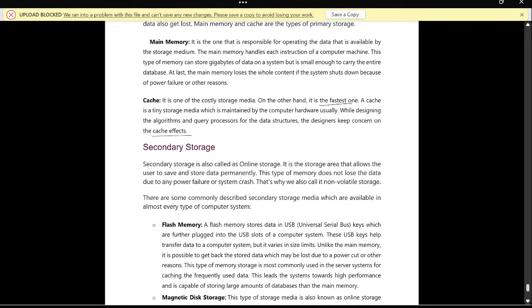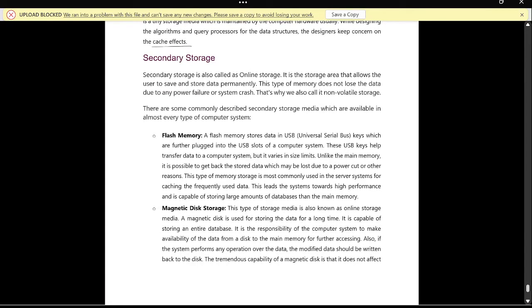This is about primary memory. Primary memory is divided into two types, main memory and cache memory. Cache memory is optional, but main memory is compulsory in your systems. Now we are going to discuss secondary storage.